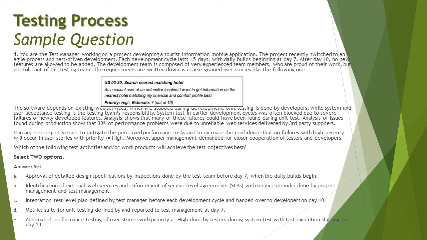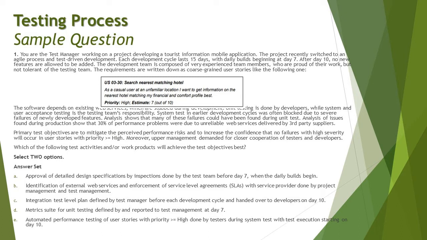Now the requirements are written down as coarse-grained user stories like the following one. Coarse grain means that it's very brief, not fine. So very coarse, and it just means that it's very brief. You can have a look at the sample one here. User story 330, search nearest matching hotel. As a casual user at an unfamiliar location, I want to get information on the nearest hotel matching my financial and comfort profile best. Priority high, estimate 7 out of 10.